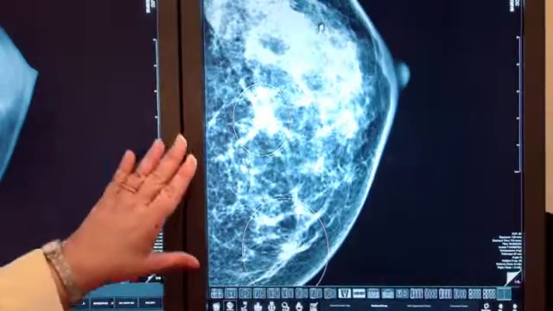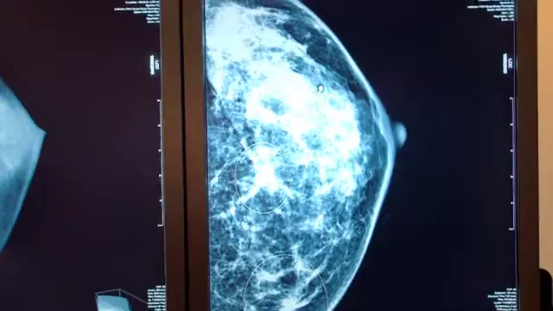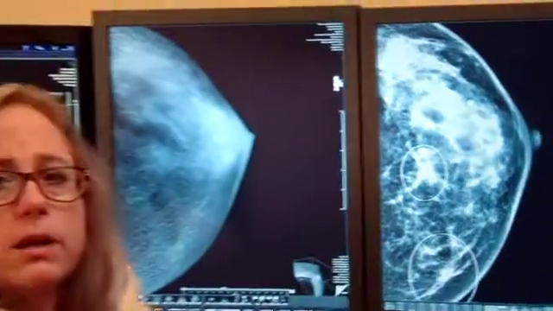So when you have dense breasts, you want to make sure you get an ultrasound. And why would you want an ultrasound? Because on ultrasound, cancer becomes black and it looks different than it does on the mammogram. And it gives you an opportunity to see things that you can't see on a mammogram.